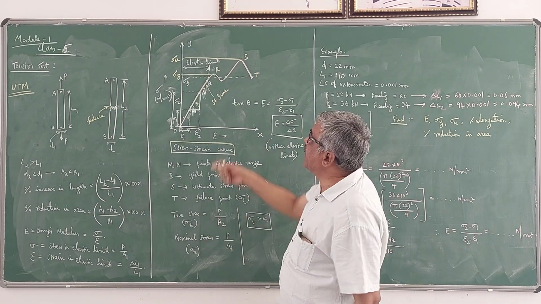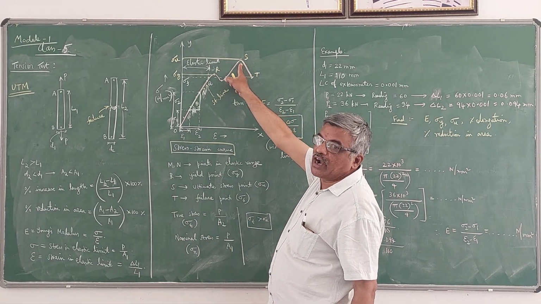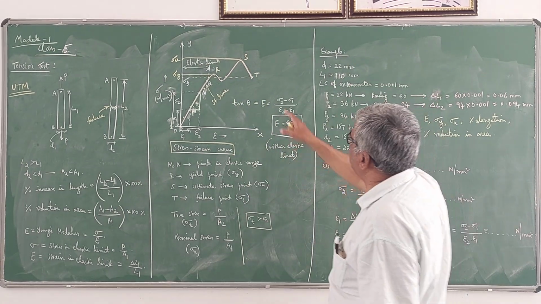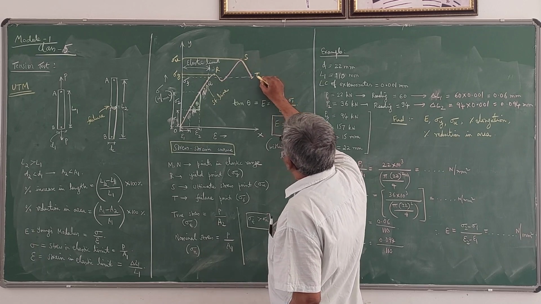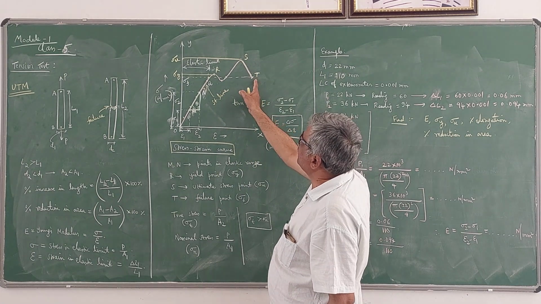It takes a maximum load at some point S. This point S is called the ultimate point, or the maximum stress point. Then the stress value reduces, and at last it fails. So T is the failure point.